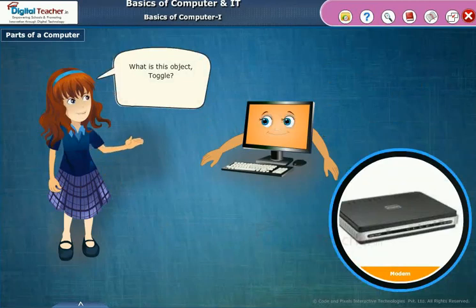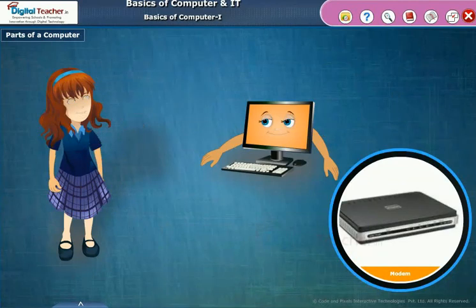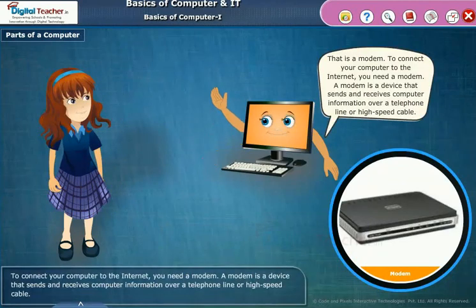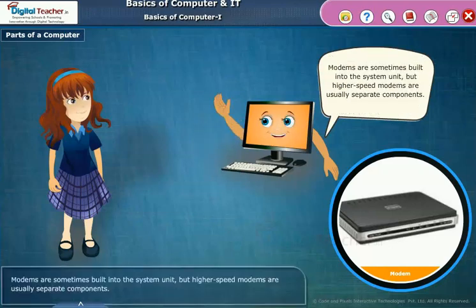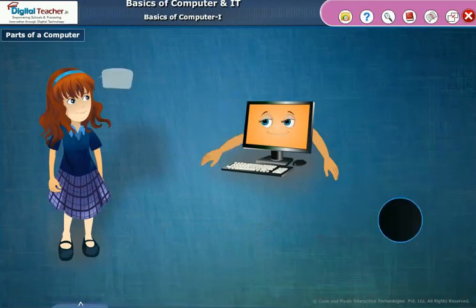What is this object, Toggle? That is a modem. To connect your computer to the internet, you need a modem. A modem is a device that sends and receives computer information over a telephone line or high-speed cable. Modems are sometimes built into the system unit, but higher-speed modems are usually separate components.